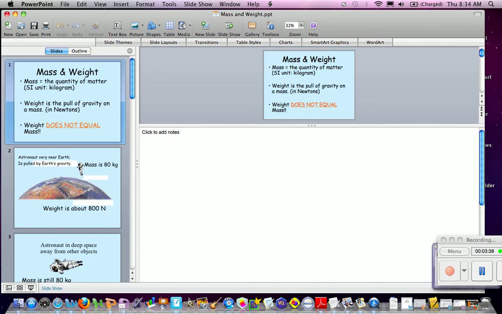Okay, so we're going to practice taking a look at some weight problems and using weight as a force, or thinking about weight as a force rather than just as a property of matter, and use that force to move objects.